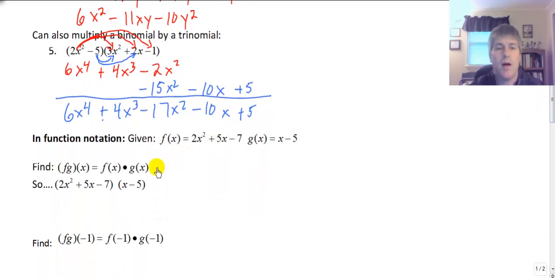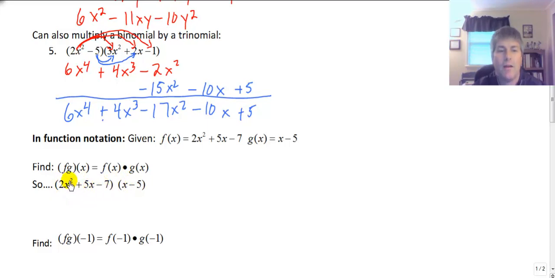And we can also multiply given function notation. So here we have a trinomial times a binomial. F of x is the trinomial, 2x squared plus 5x minus 7, and our function g of x is the binomial x minus 5. If we want to find f times g of x, it's asking us just to multiply f of x times g of x. So we're just multiplying 2x squared plus 5x minus 7 times x minus 5. We have to multiply every term in the trinomial times every term in the binomial.